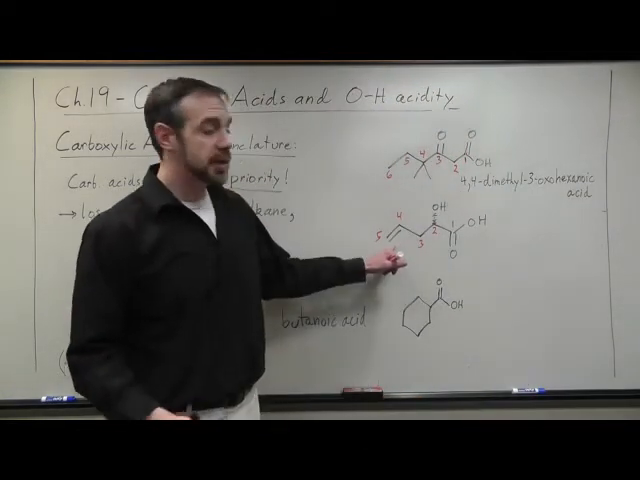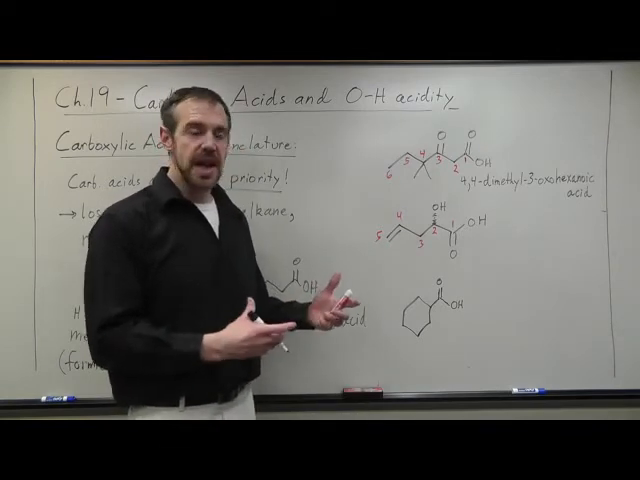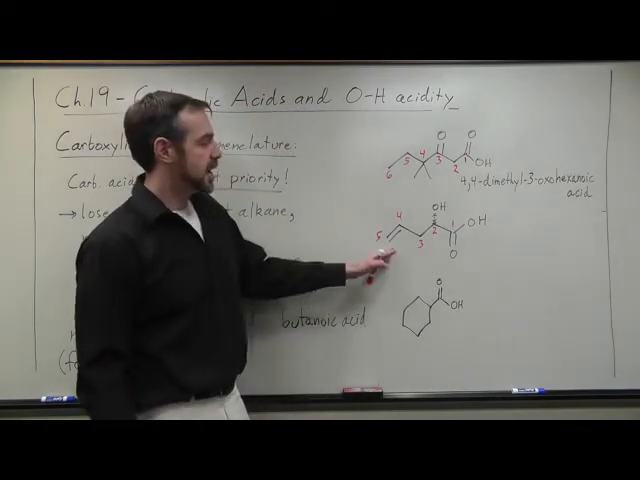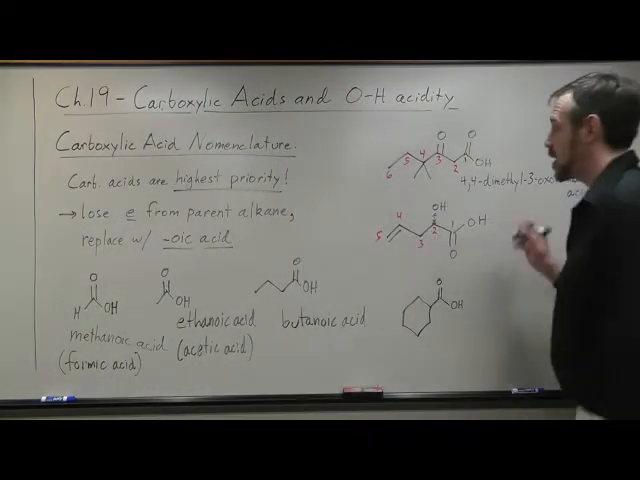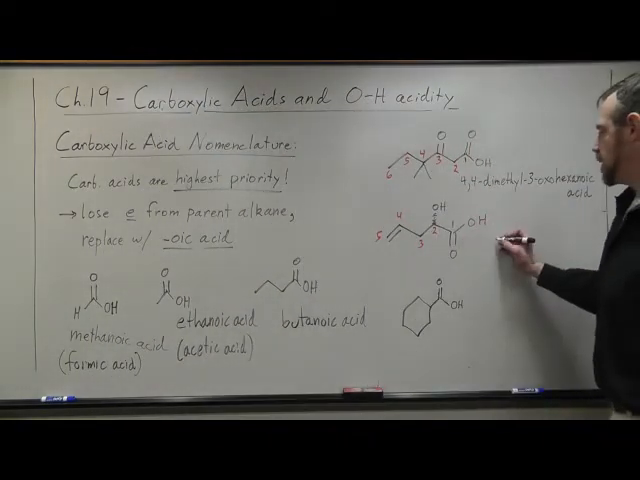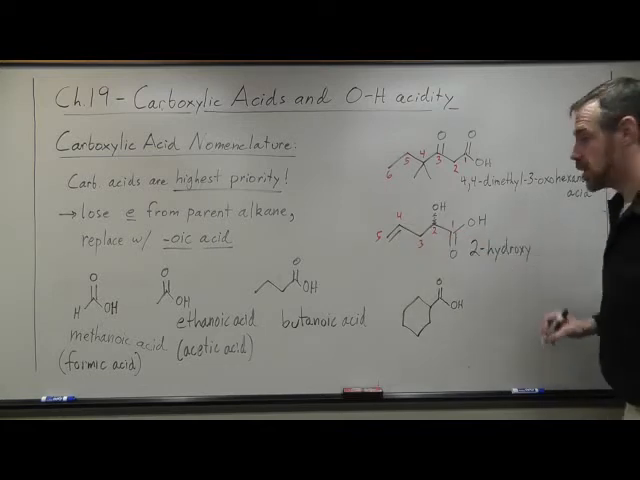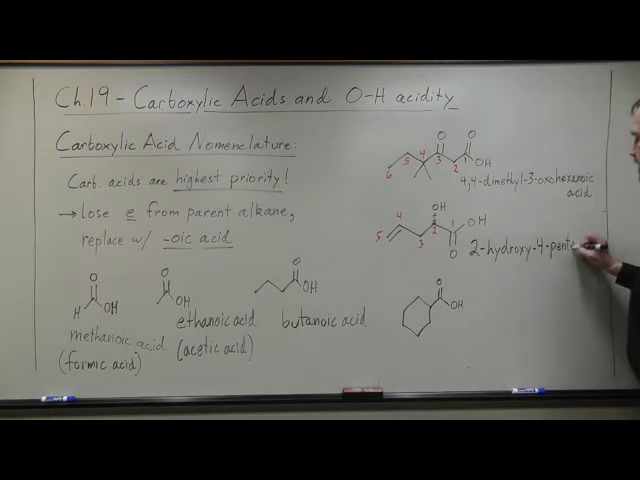In the next one we have an alkene. So the alkene can be incorporated into the parent name. And so this would be pentanoic acid. Since there's an alkene, it'll be pentenoic acid. And then there's a hydroxy substituent. And so we have 2-hydroxy. The alkene would start on carbon number 4. So 4-pentene for the alkene, oic acid.